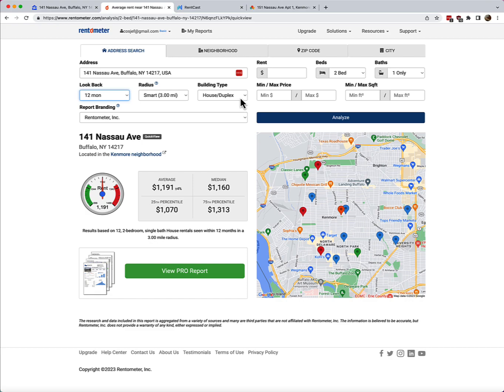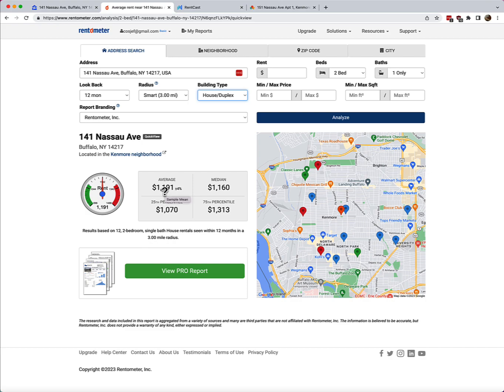I then choose house or duplex here from the type. And you see that what Rentometer is kicking out here is an average rent of $1,191 with a median pretty close to that, right? About what, $30, $31 off. So that's a pretty good sign, right? That, okay, the average rent and the median rent are close.